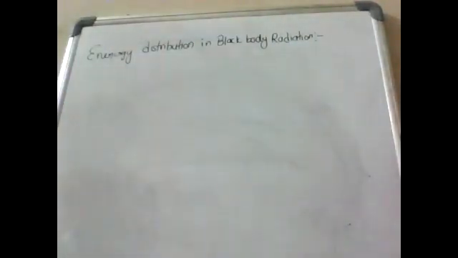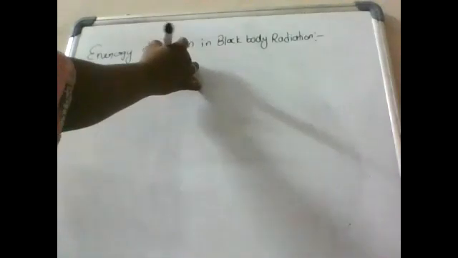Energy distribution in black body radiation. According to Stefan's law, the total amount of radiant energy emitted by a black body per unit area per second due to all wavelengths is directly proportional to the fourth power of absolute temperature. Capital E proportional to T power 4.